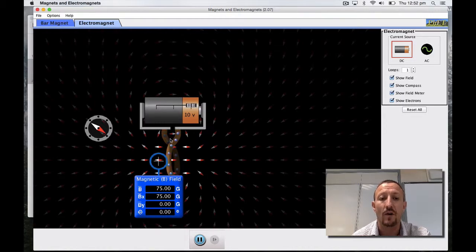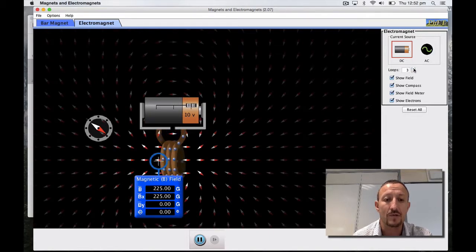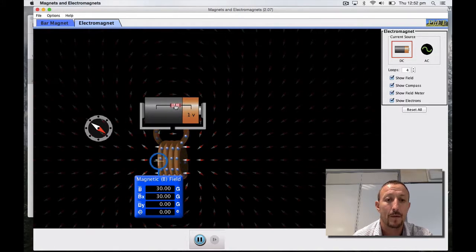So basically what we've got is this idea that if I increase the number of loops, look how the magnetic field increases down the bottom here. We've gone from 75, increased up to 4, we've gone up to 300, a magnetic field strength of 300. Now obviously if I then decrease my voltage, I'm going to decrease my field strength, and you can see even at 1 volt now I've got 30, a magnetic field strength of 30.